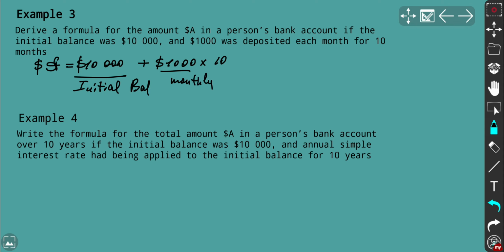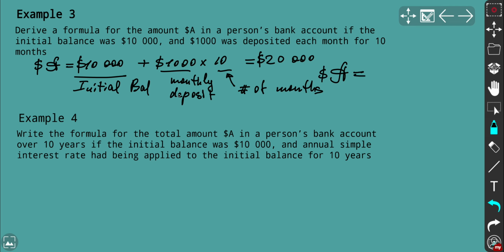Okay, so that's the monthly deposit and over 10 months. So that's the number of periods, number of months. Okay, in this case we'll finally get the dollar amount. It's going to be 10 times 1,000. We got 10,000, so in total we've got 20,000 in the person's account. How can we generalize that formula? Again, we set up the general structure of what we saw here by observation. So we've got the initial balance, so we can say initial amount A0, which is the initial balance.